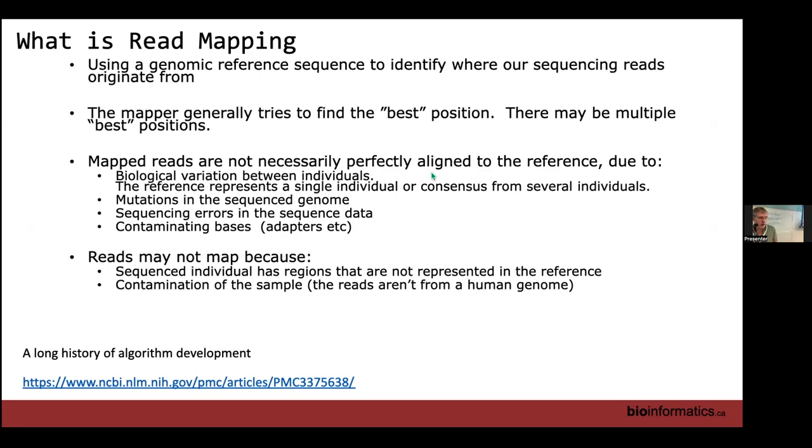And when we do our mapping, we're not expecting perfect mapping. If we get perfect mapping, that's really an indication that our sequence has no errors in it, and that there's also no variation between that sequence and the reference. But we do expect the mapping not to be perfect. That may happen because of sequencing errors, which we have to account for, biological variation, mutations, et cetera. So the mappers aren't designed to say 100% identity between the read and the reference sequence, but rather, what's the best I can get? It also provides confidence on how good that position is. And again, contamination of the sample may result in reads not getting mapped, as well as things just not being represented in the reference.